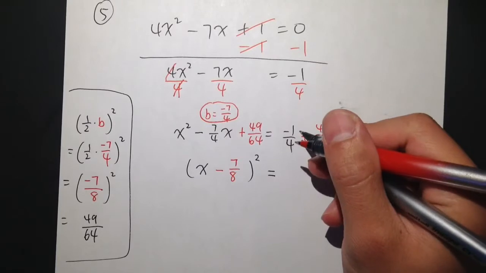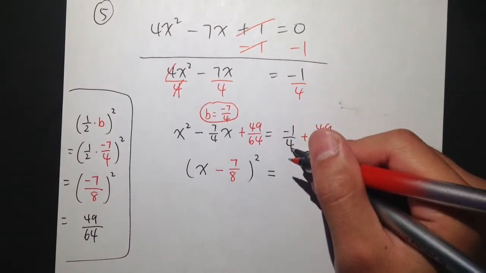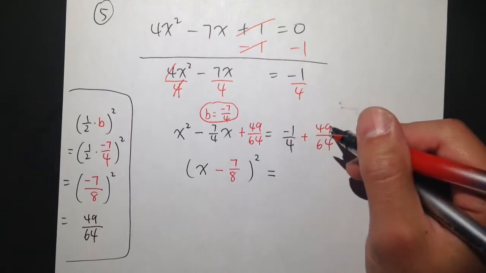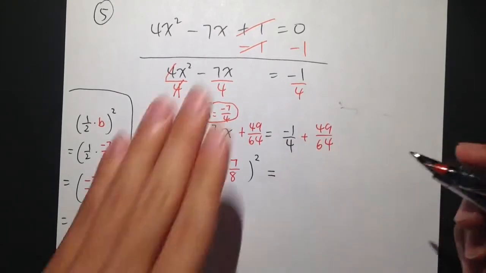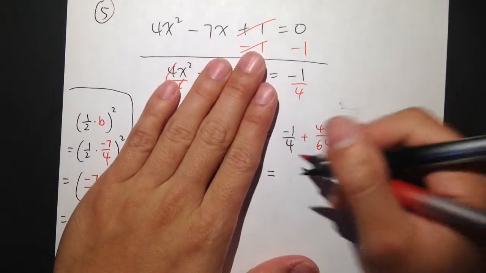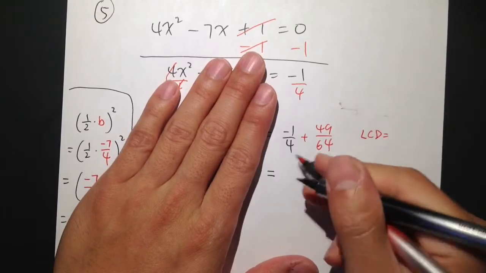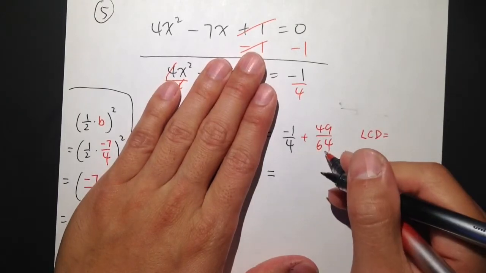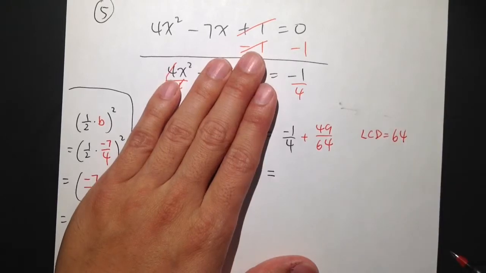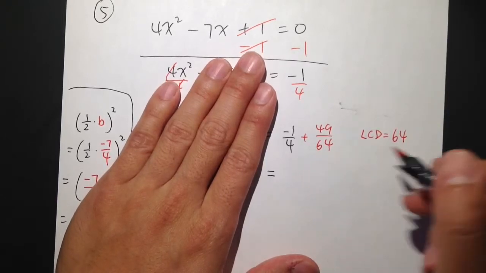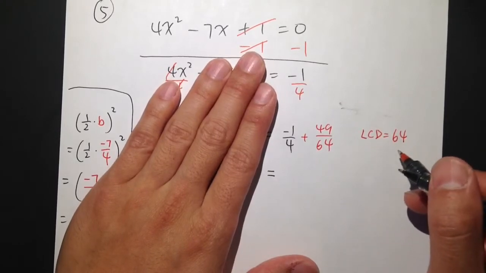Equals, now here I have -1/4 plus 49/64. We just need to add fractions. So cover this. We are going to add fractions, so we need to determine the LCD first. Well, 4 and 64. I think 64 is the lowest common denominator because 4 goes into 64 and 64 also of course goes into 64.